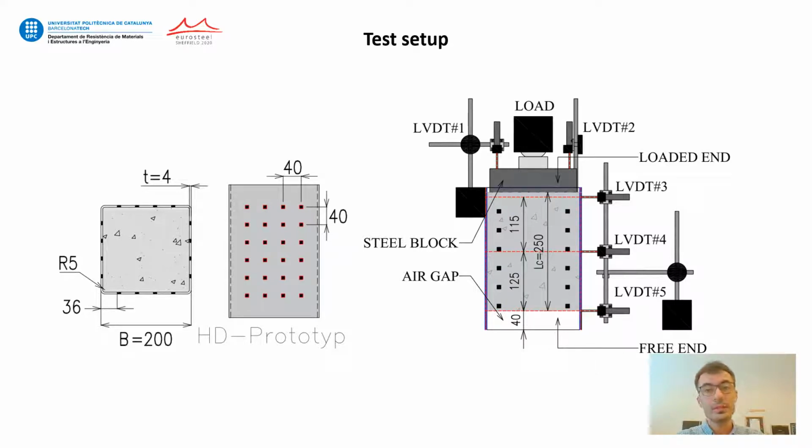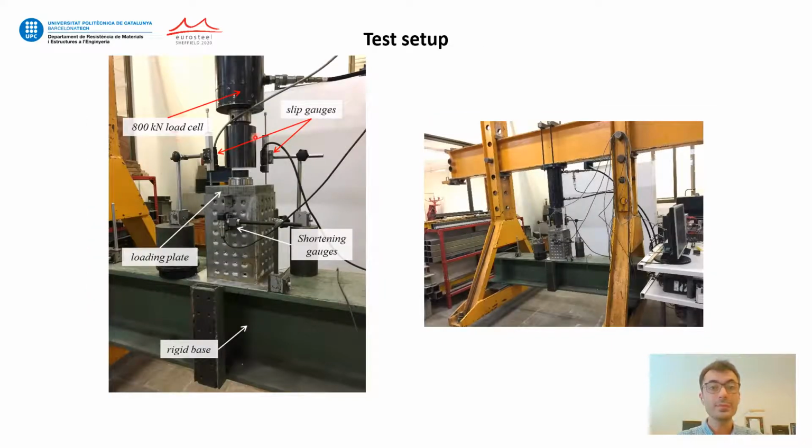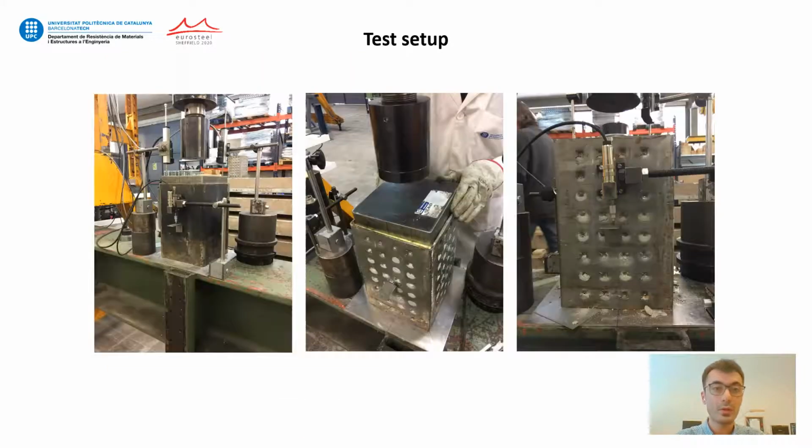It should be noted that since the concrete finished surface is not polished, a thin layer of melted sulfur is applied. It provides a flat surface that will be in contact with the steel block. The slip is measured using two transducers with a 50 mm displacement capacity, pointing at the load spreader block. The axial deformation of the tube was also recorded.